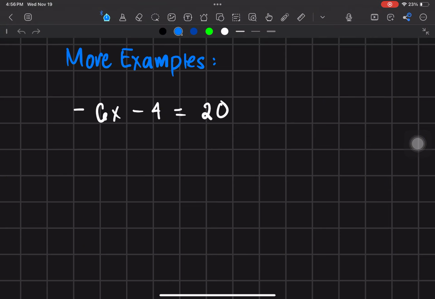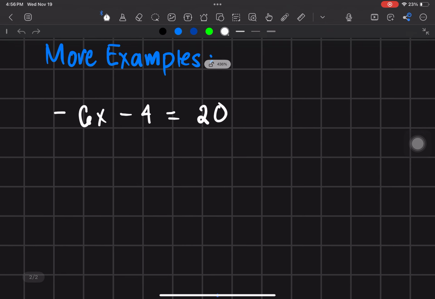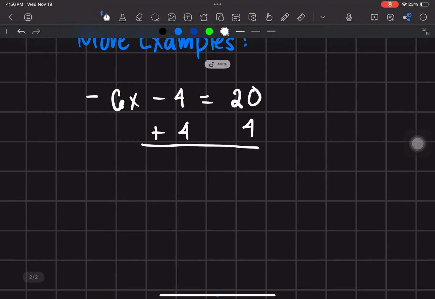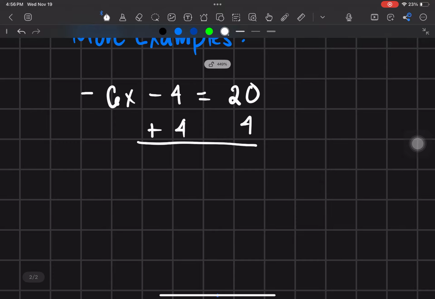So with that out of the way, let's try solving some more, not necessarily complex, but harder examples. So we are given the linear equation, negative 6x minus 4 is equal to 20. So what would be the first step here? First, we can add 4 to both sides, or we can simply do the transposition technique. Either way, you will still get the same answer.